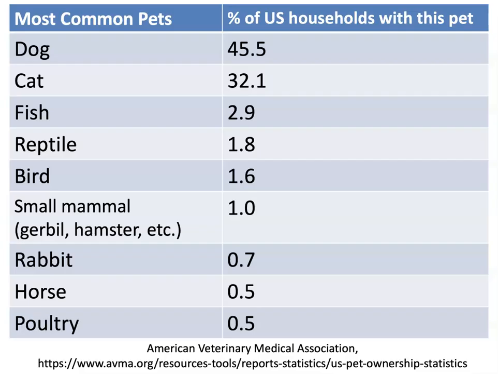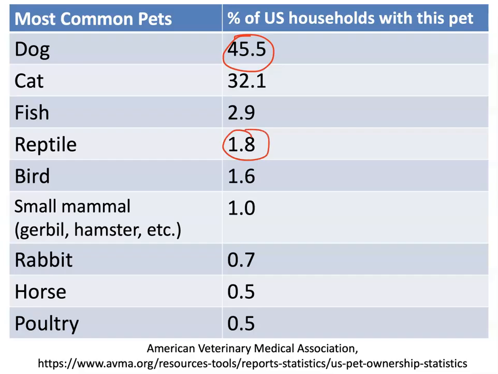By the way, the American Veterinary Medical Association lists these as the most common pets in American households. Just a little under half of American households have a dog. We used to have a dog, a Tibetan Spaniel named Lola. About a third have cats. 2.9% have fish. Reptile, 1.8%.